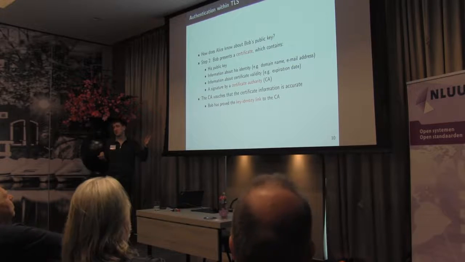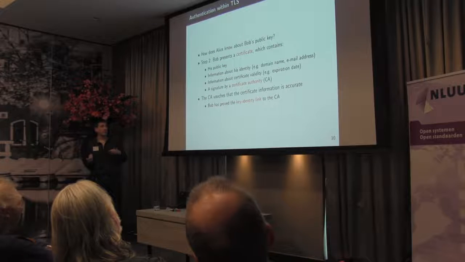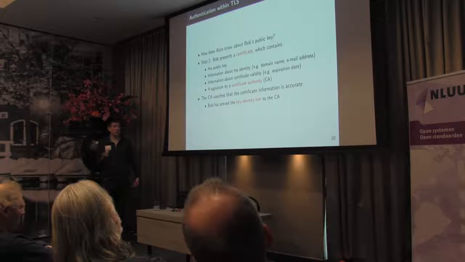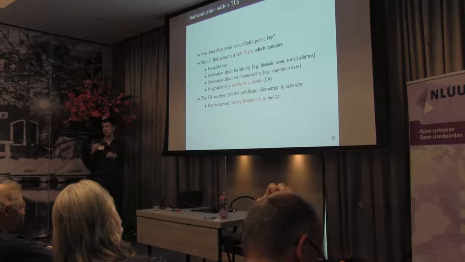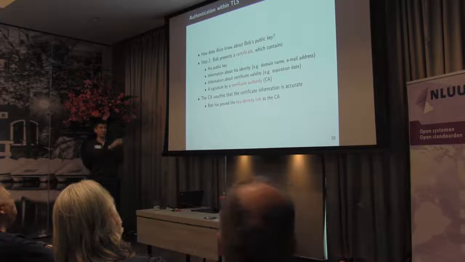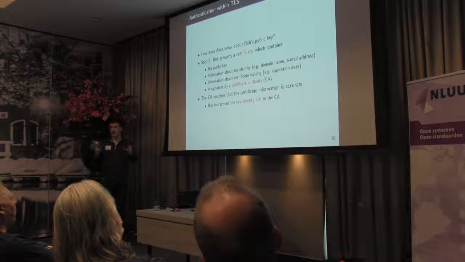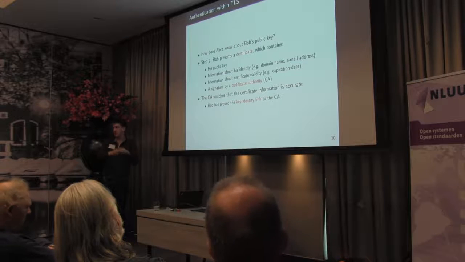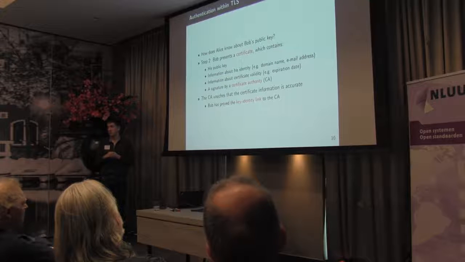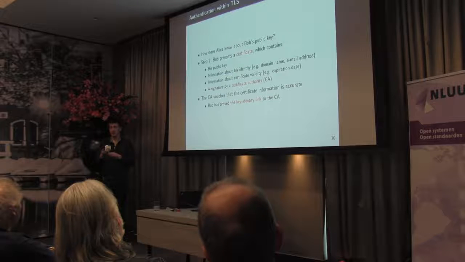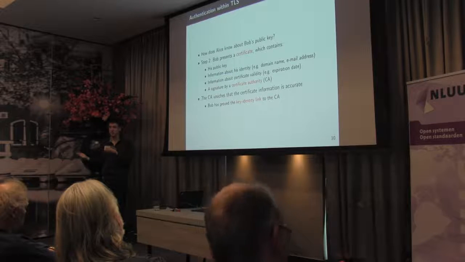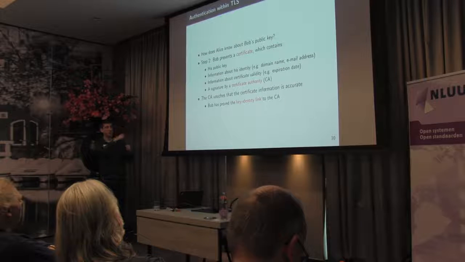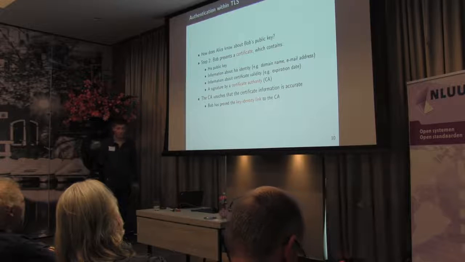This certificate authority is a trusted third party that vouches that the information in the certificate is accurate. So at some point, Bob has proven to the certificate authority that the key and his identity belong together, that he is indeed Bob, that he has this public key. And at that point, the certificate authority says, okay, I'm going to sign your certificate now. And I'm going to, for example, check that your expiration date is not too far in the future. And at the moment the signature is set, Bob can start using the certificate.